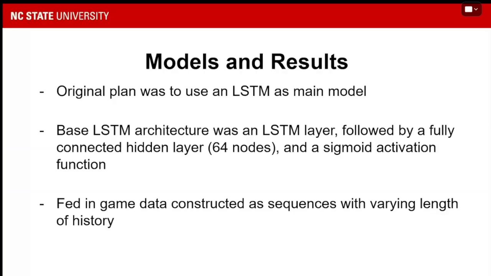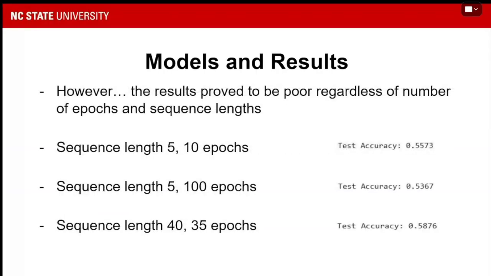And we used varying sequence lengths, and we found this really interesting. The results proved to be very poor, and they proved to be poor regardless of the number of epochs and sequence lengths that we used. So we gave 3 examples up above of early results we had seen. Stuff like a sequence length of 5, so 5 previous games for both given teams, with 10 epochs of training, then the same sequence with larger amounts of epochs, and then an example of a medium sequence length of 40 with 35 epochs.